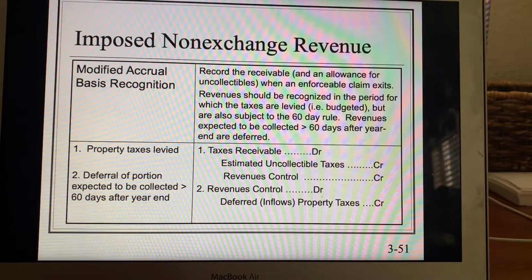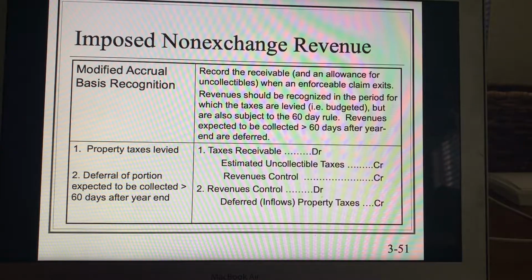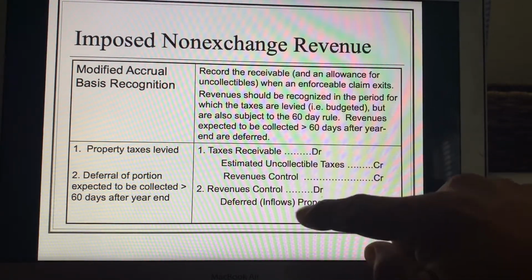So don't forget, levied means we put a tax in place. So then as we receive money, we're going to be getting money from that tax that we levied. Estimated uncollectible taxes, credited. Revenue control, credited. Deferral of a portion expected to be collected 60 days after year end. So revenues control, debit. We're pulling this out because we didn't collect it after 60 days.